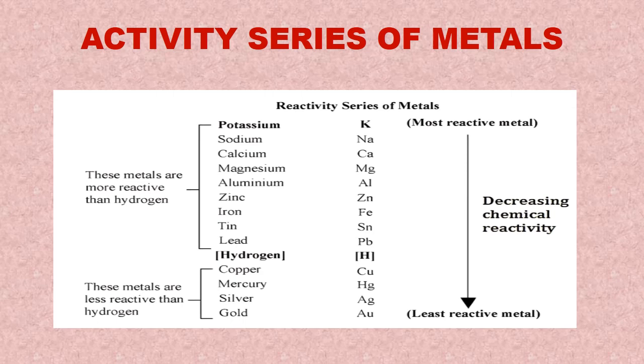Now, from this reactivity series of metals, you can see that from potassium to lead, those metals above hydrogen are more reactive than hydrogen. And copper, mercury, silver, and gold, which are below hydrogen in this series, are less reactive than hydrogen. They have been arranged in such a way that the most reactive metal, potassium, is at the top, and the least reactive metal, gold, is at the bottom. So as you go down from potassium to gold, there is a decrease in chemical reactivity. As we look at some of the examples and reactions of metals, you will see why potassium is the most reactive and gold is the least reactive metal.